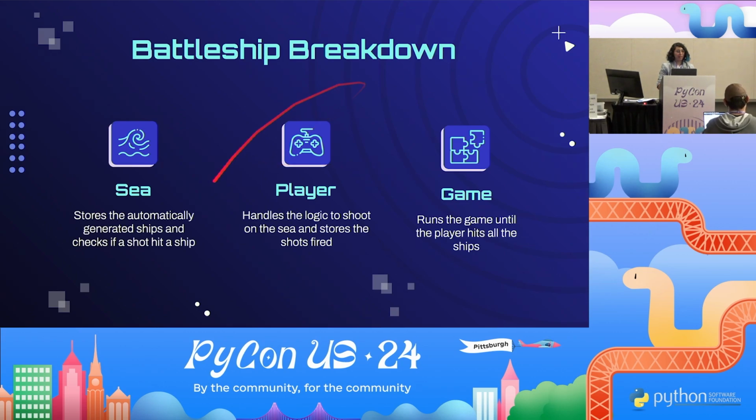The first class that we have is the Sea. The Sea is going to be storing the ships that the computer is going to place randomly in the display. And the Sea also checks if your shot hit any pieces of the ship. We also have the Player class that is going to handle the logic of the shots. So you can shoot on the Sea and see how many shots you have already taken and if all of them have hit any ships. And we also have the Game class. That is the game loop, so it's going to be running until you hit all the ships in the map.